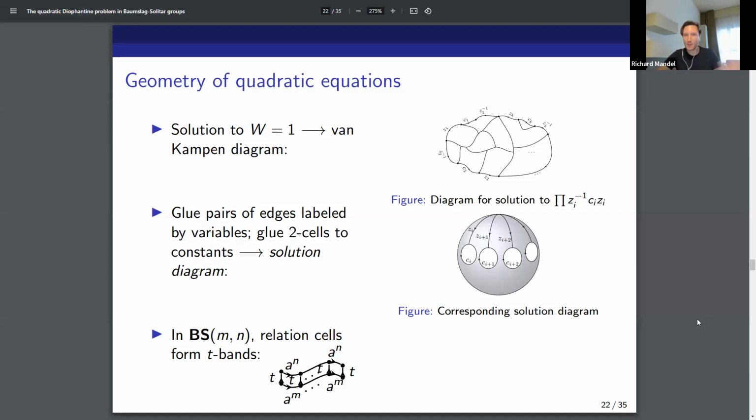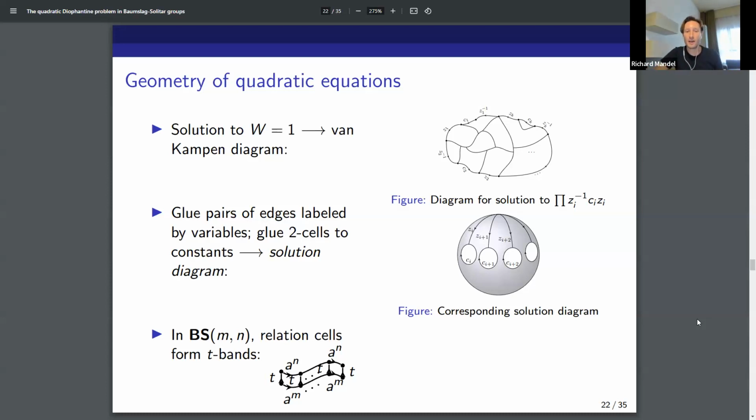Because it's a quadratic word, we simply glue together the pairs of edges according to their orientation. We get some compact surface with boundary, and the boundary is just all of the constants, which will be boundary circles. Just to make it a nice closed compact surface, we can fill in those holes with 2-cells. So we have a 2-cell for each constant, and we have some surface. The picture depicts a sphere, but the compact surface could be non-orientable as well.